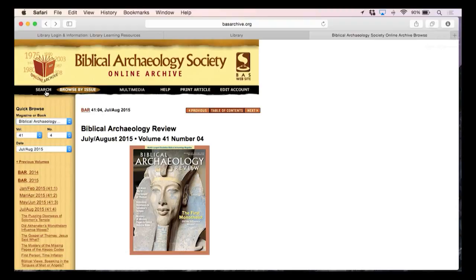Now, the first thing I'm going to do is show you this nice little link called Search, because the best way to use the Biblical Archaeology Society Online Archive is to use the search button. You can browse by issue, but there are 60 issues in only 5 years of the magazine, and so it would take you a long time to go through 60 issues looking for articles on Abraham, for example. So instead, you use your search and you look for whatever your topic is.